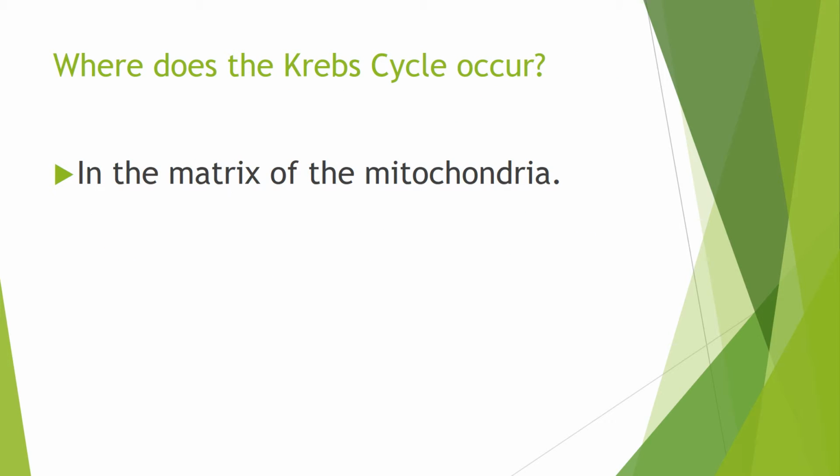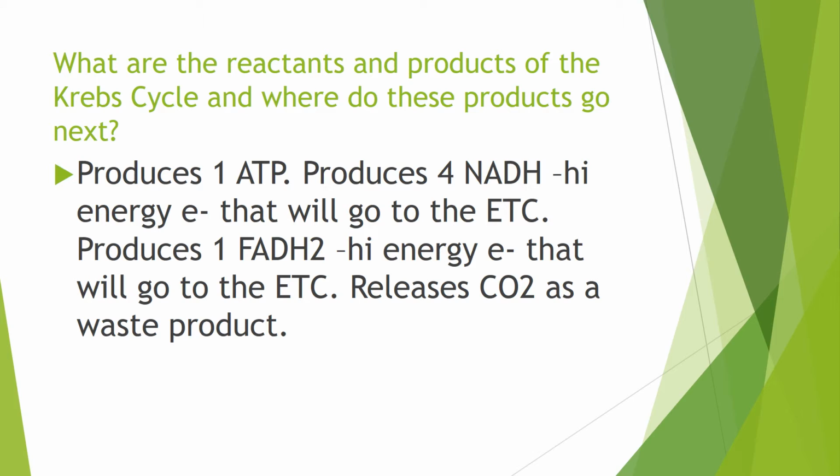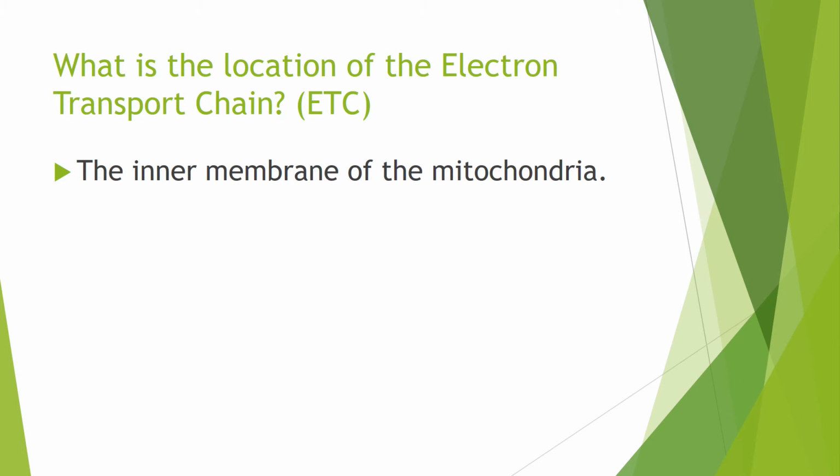Speaking of the Krebs cycle, where does the Krebs cycle occur? In the matrix of the mitochondria. What are the reactants and products of the Krebs cycle, and where do these products go next? Well, it produces 1 ATP, produces 4 NADH, high energy electrons, that will go to the electron transport chain, produces 1 FADH2, high energy electron, that will go to the ETC, releases CO2 as a waste product.